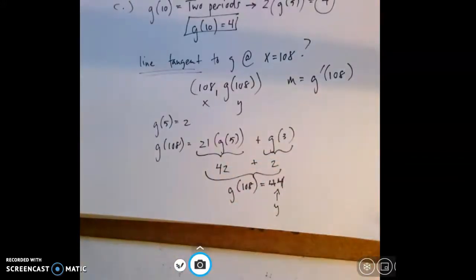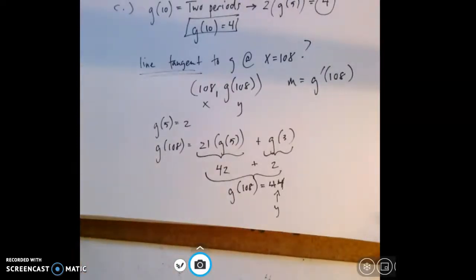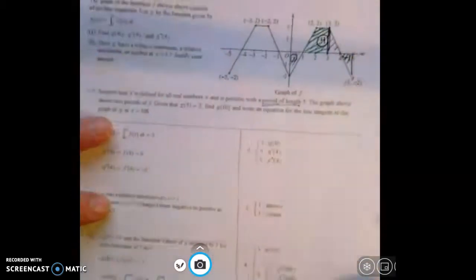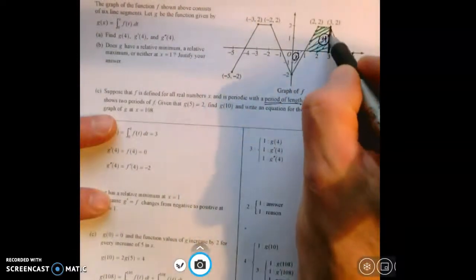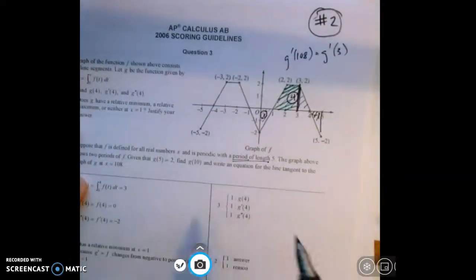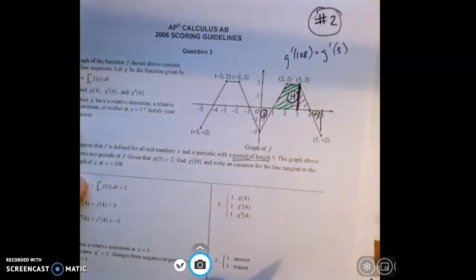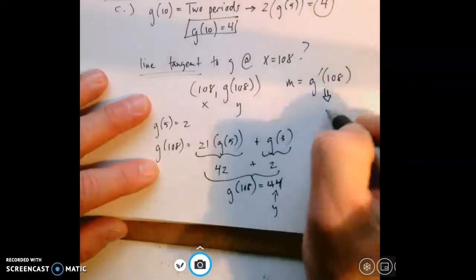Now I need to know g prime of 108. The same process of getting to the value of g of 108 applies to g prime. I go all the way around, and then I end up right here. So g prime of 108 is exactly the same as g prime of 3. And remember, when we're talking about g prime, we're talking about f at that point. So g prime of 3 is simply my y value at that point, or 2. So g prime of 108 is equal to 2.